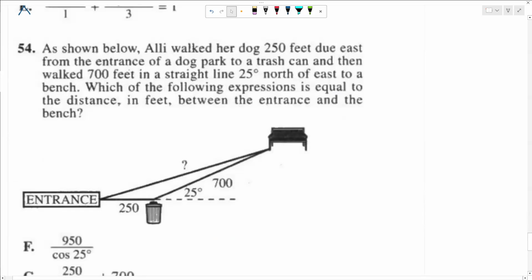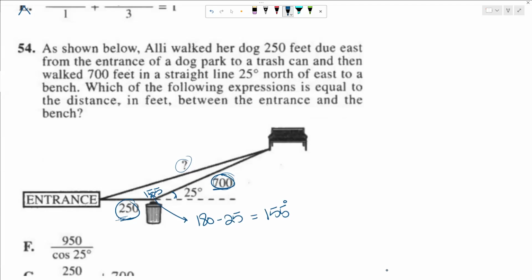I couldn't solve this one either, honestly. This is the law of cosines. It's a triangle with sides and angles, and I'm asked to find an angle or side, so it has to be either the law of sines or the law of cosines. Because we're given this angle, the 25 outside the triangle, we can find the one inside the triangle using 180 minus 25, which gives 155 degrees. So now you have the middle angle between two sides, the 700 and the 250.